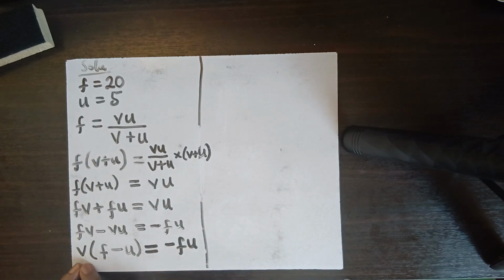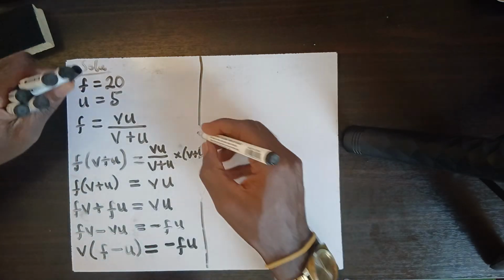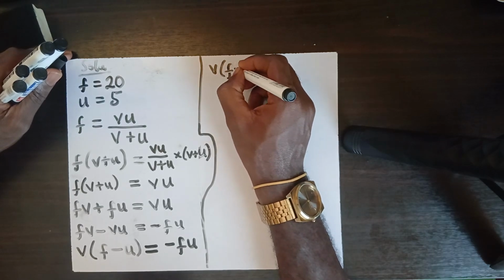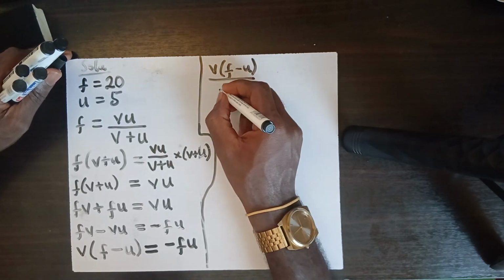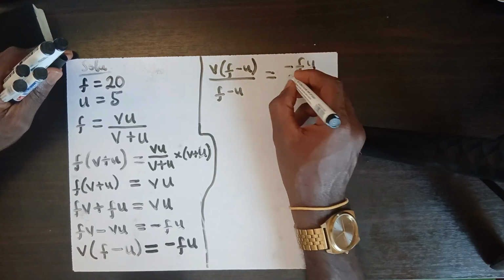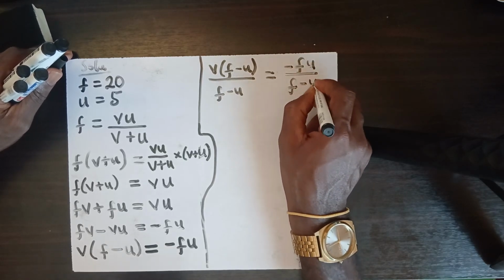Now, since I want only V, I have to divide both sides by F minus U because I want just the V here. The F minus U here is multiplying the V, so when it comes here, it has to come and divide. That is the reason why I'm dividing both sides by F minus U, so that the F minus U will cancel out here, then it will come and divide here. So this is what I mean. It means I have V into bracket F minus U divided by F minus U equals negative FU over F minus U.